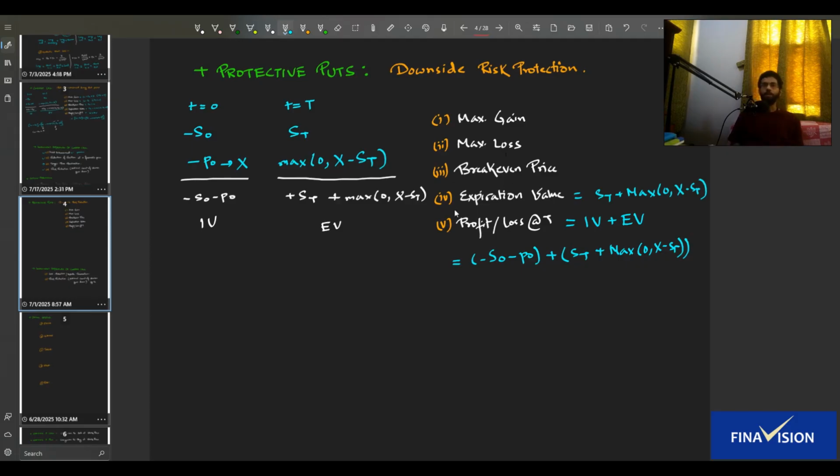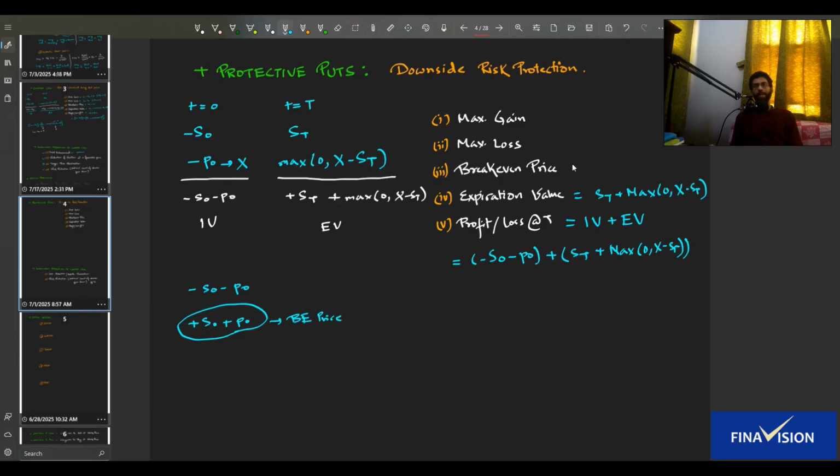So let's start again with the break-even price. The initial cash flow was minus S0 minus P0, right? Now if the final price is just the reverse of it, that is plus S0 plus P0, if this is the price at expiry, then this becomes the break-even price, right?